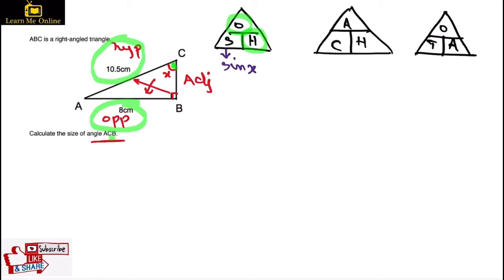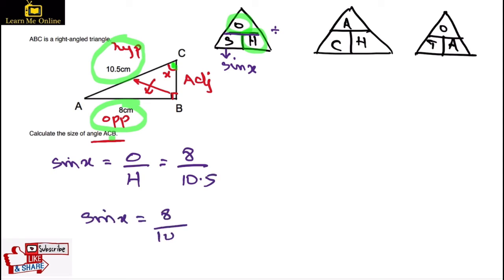So we are finding out the X value from here. We need to be very careful while finding the angle. First thing is, we know that this represents the divide. I'm going to write sine X equals opposite over hypotenuse. We write down what the opposite is: opposite is 8, hypotenuse is 10.5. So we have sine X equals 8 over 10.5.